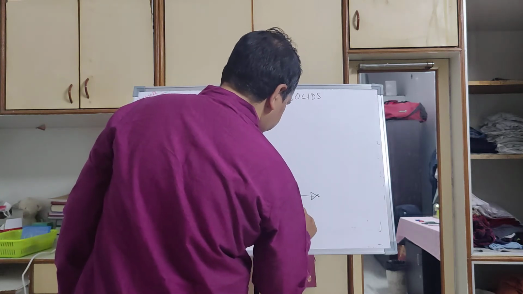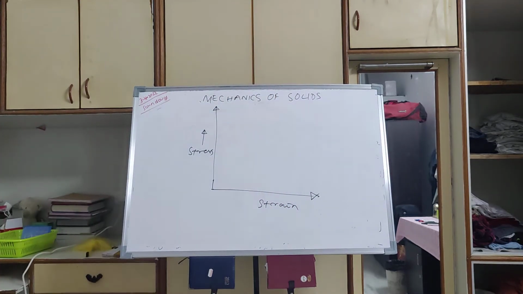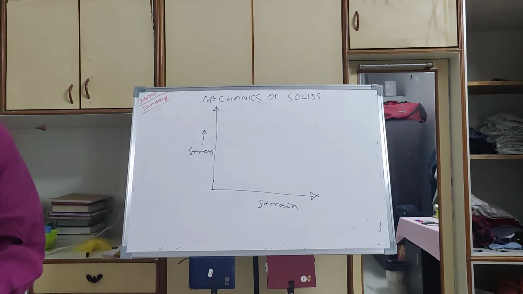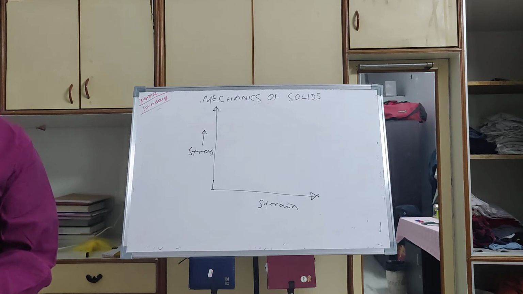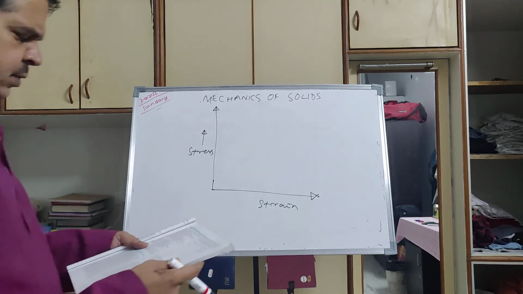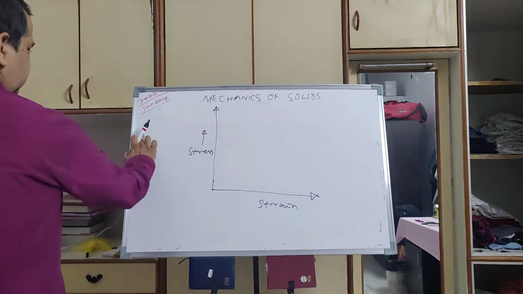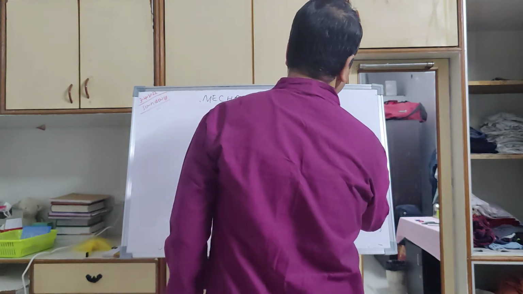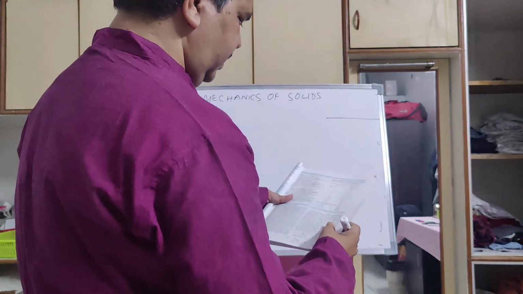Then how do you get it? Actually, you do an experiment in your laboratory. It is given in the picture, what is happening. You have one reference wire.